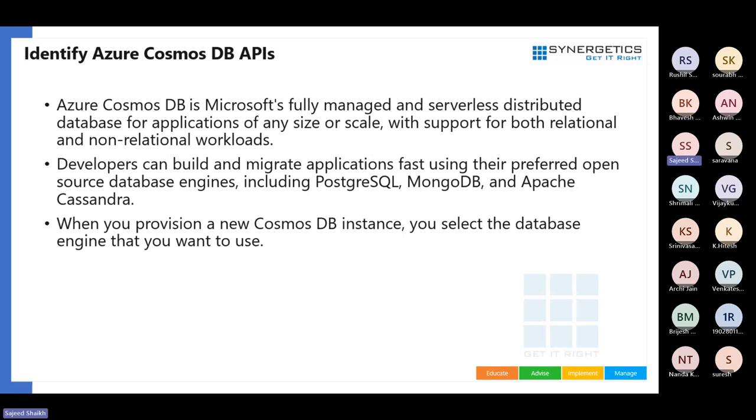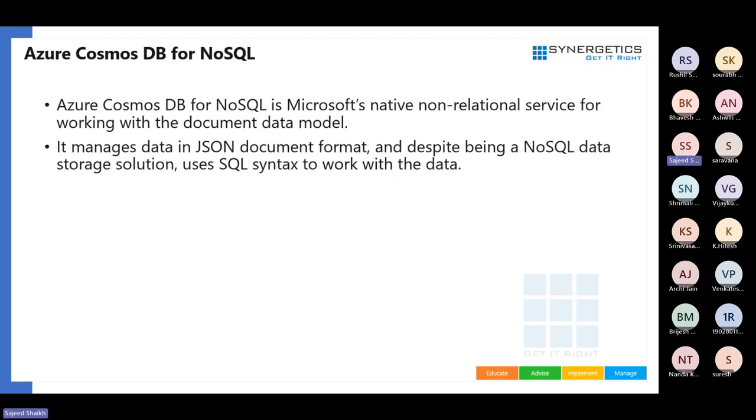When you're creating a Cosmos DB instance, you have to specify which database engine you're going to use. It's not that anything can be done anywhere. When you're creating a Cosmos DB instance, you have to specify whether your database is PostgreSQL, MongoDB, Apache, or SQL Server, whatever it may be. You have to give that manually the first time.